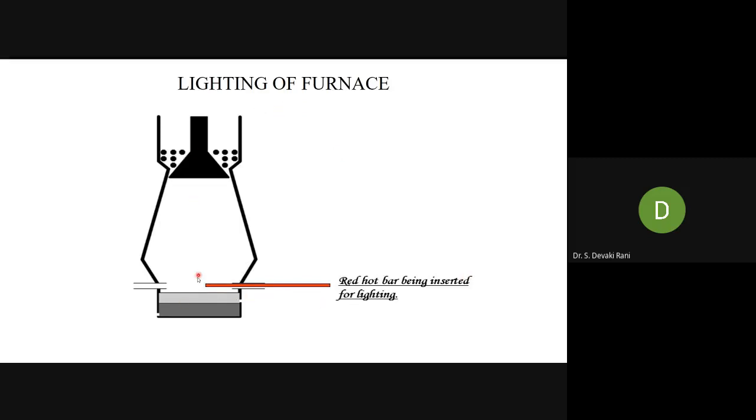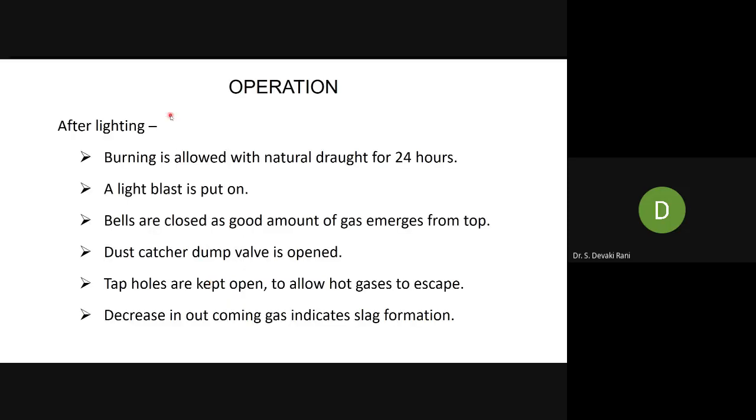So once lighting is done, combustion will take place, then the raw materials are charged. After lighting, burning is allowed with natural draft. That means blast is not put on for 24 hours. Slowly a light blast is put on. Complete blast will be put on within a week.